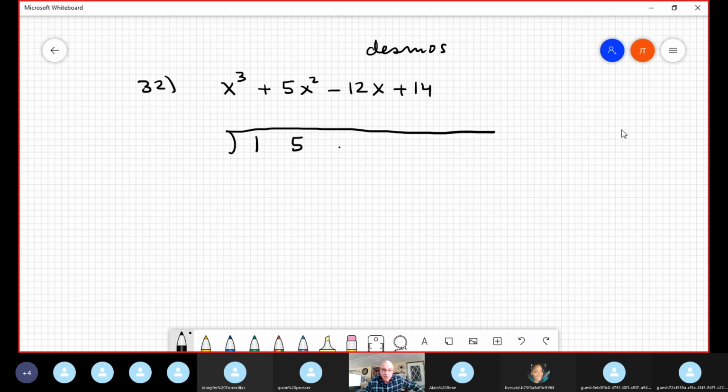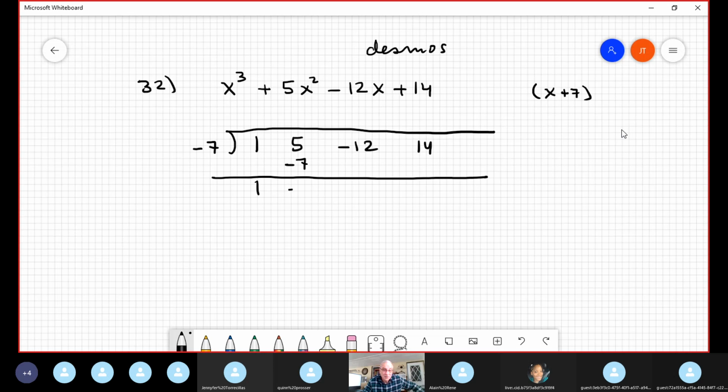1, 5, negative 12, 14. And you divide by negative 7. In the graph, you see negative 7. You put exactly the same. The only difference is the factor, which is x plus 7. Bring down 1. Multiplication is negative 7. Is negative 2. Multiplication is 14 positive. Is 2. And 2 times negative 7 is negative 14. Okay, you prove here with synthetic division that the factor x plus 7 belongs to it.